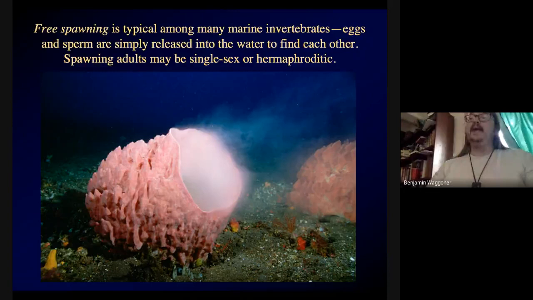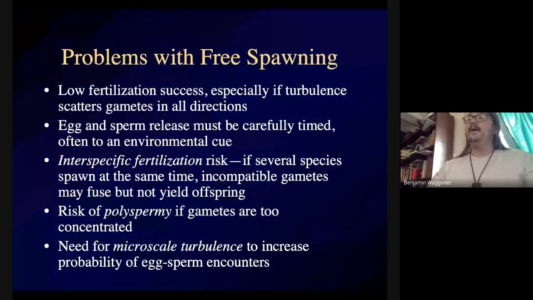The problem with free spawning is that, especially in turbulent water, gametes are just scattered in all directions, and the odds of an egg and a sperm finding each other might end up being pretty low. If the odds are low, then you have to make up for it by producing huge numbers of gametes, which explains why female oysters might crank out 100 million eggs in a season, with the males putting out a like number of sperm. Right? If the odds of any one egg getting fertilized are very low, you've got to produce as many as you can and hope that a couple will make it.